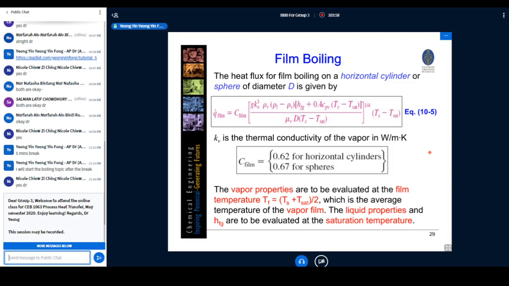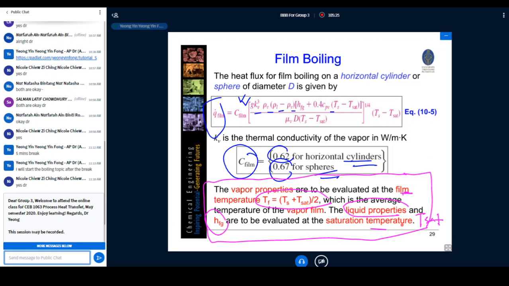But students, this is very important. For the nucleate boiling, maximum and minimum heat flux, you need to refer to the T saturation. For Q film, it is more complicated, but you can always refer to the slide, no problem. The vapor properties are to be evaluated at film temperature, which is Ts plus T saturation divided by 2. The liquid property and hfg are to be evaluated at T saturation, meaning that you need to refer to 2 different temperatures to get the properties.